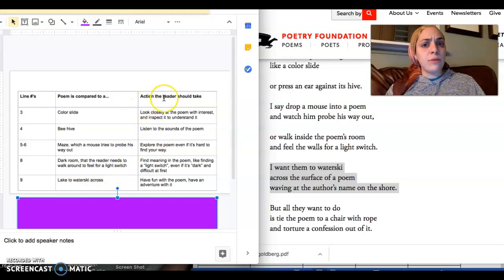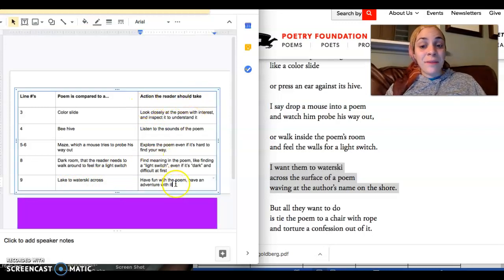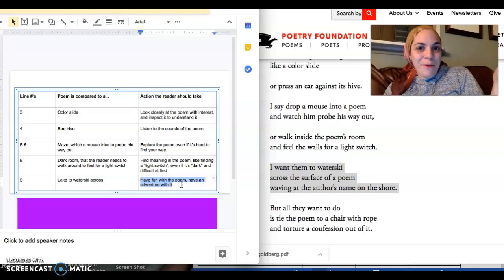What's the action the reader should take? Well, water skiing is something that's a lot of fun, right? So the reader should have fun with the poem and have an adventure with it. And he should wave at the author's name on the shore. What does that mean? That means he should think of his own interpretation and not worry about what the author meant by the poem. He should relate to it by himself.